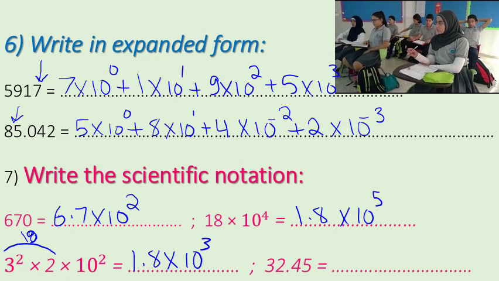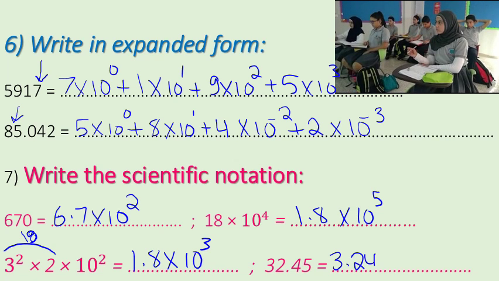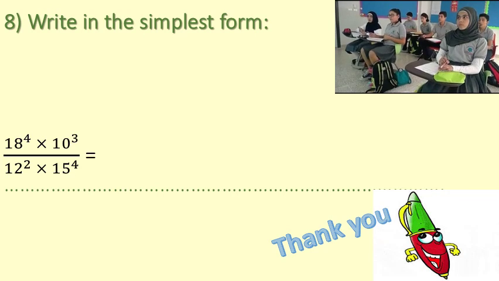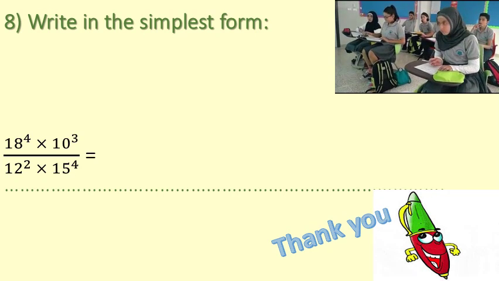Now 32.45, Badia, we write it. 3.245 times 10 to the power 1. Okay, yeah. Now we have 18 to the power 4.